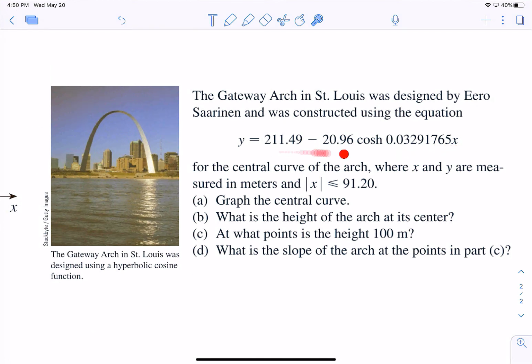0.03291765x. Of course, I usually guess those numbers when people ask me to pick a number between 1 and 10. The point here is x and y are measured in meters, and x is between negative 91.2 and 91.2. But the point, the shape of the arch is a curve, and it is a hyperbolic cosine.